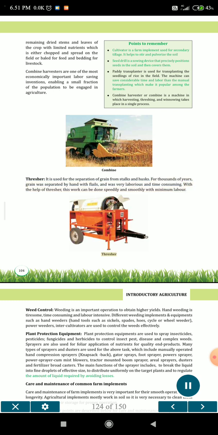Thresher. Points to remember. Cultivator is a farm implement used for secondary tillage. It helps to stir and pulverize the soil. Seed drill is a sowing device that precisely positions seeds in the soil and then covers them. Paddy transplanter is used for transplanting the seedlings of rice in the field. The machine can save considerable time and labor compared to manual transplanting, which makes it popular among the farmers. Combine harvester or combine is a machine in which harvesting, threshing, and winnowing take place in a single process.